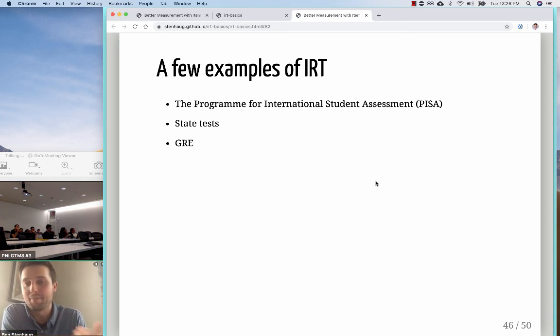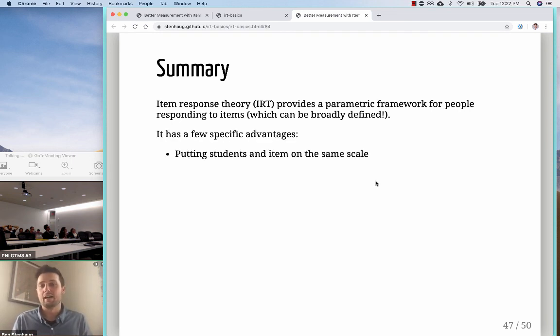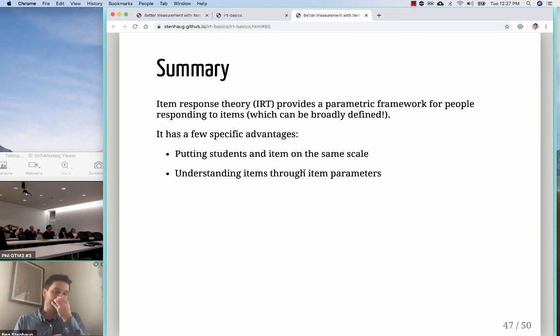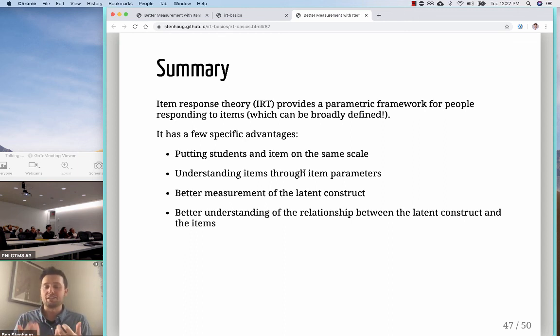There's been changes over time about how IRT has been used in each of these scenarios. As a quick summary, IRT provides a parametric framework for people responding to items, which I think, as we've seen, can be quite broadly defined. Specifically, it puts items and students on the same scale. With that scale, we know the probability of responses. It allows us to better understand items through the item parameters, should give us a better measurement of the latent construct, and then it helps us to understand the relationship between the latent construct and the items. And as a positive byproduct of all of these things, we get good handling of missing data.